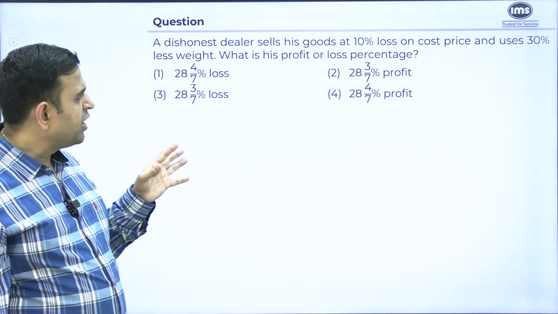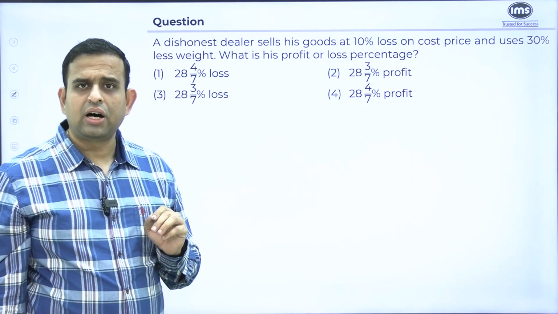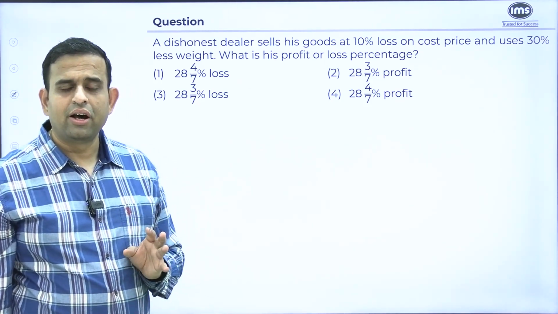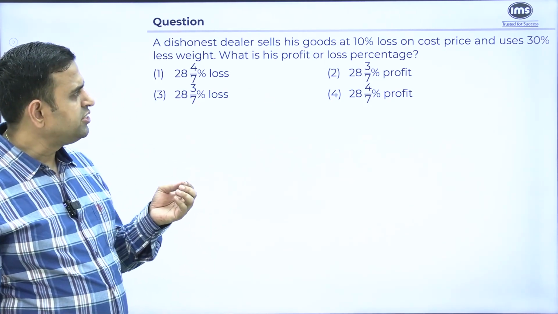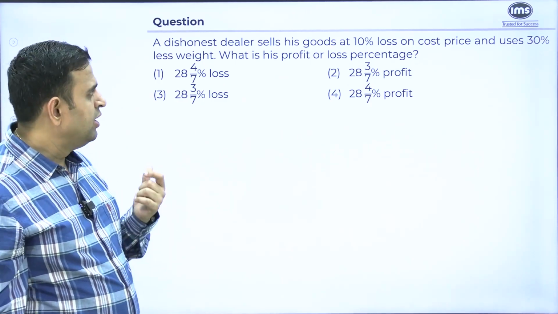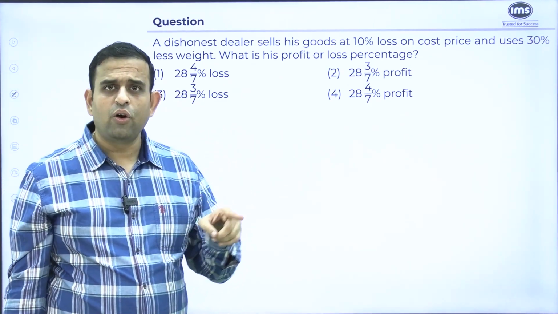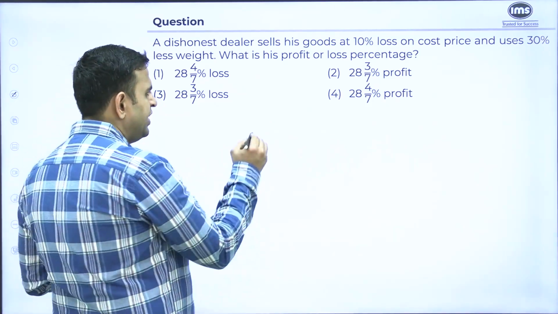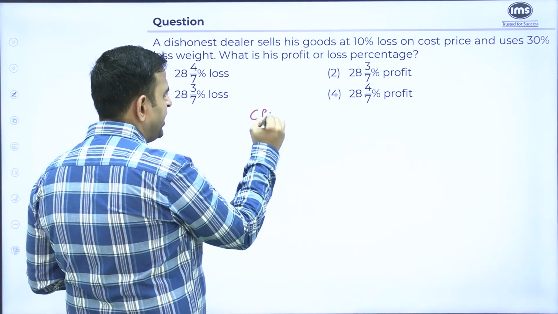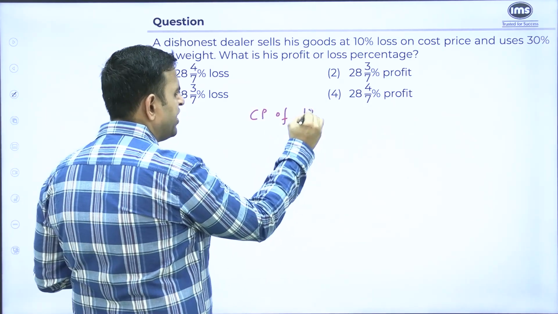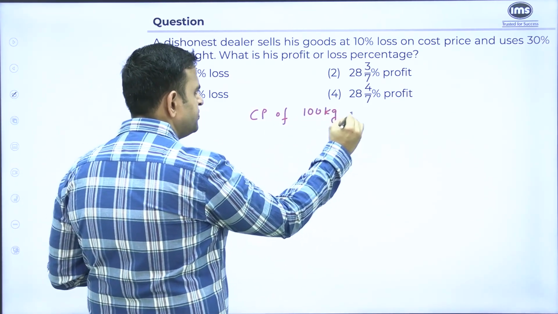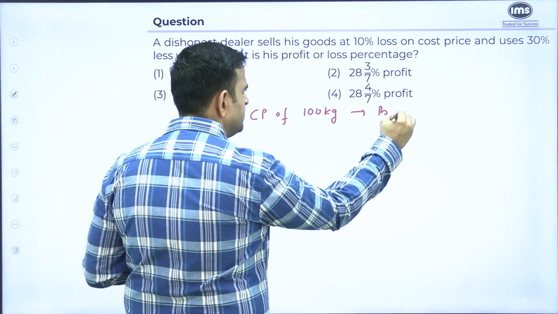Understand, first of all, if I look at the options carefully, two of the options are loss, two of them are profit. And let's try to understand what is the meaning of each of the statements. The first one is he is selling his goods at 10% loss on the cost price. So first of all, if I think of it like this, that my cost price, let's say of 100 kg, is rupees 100.